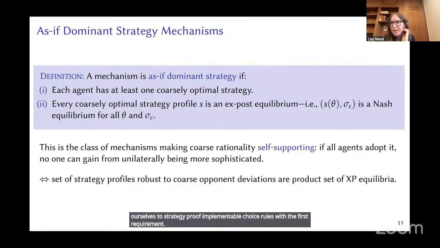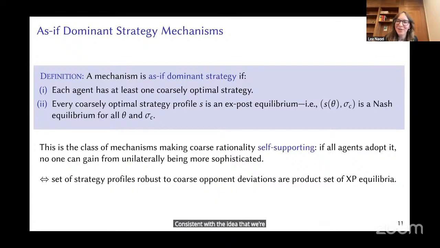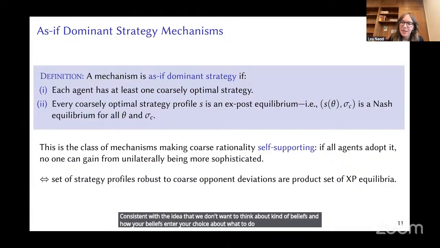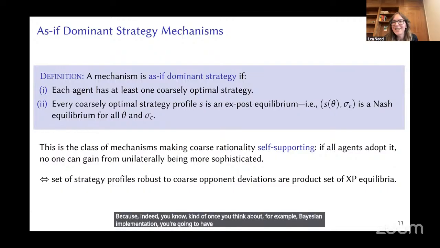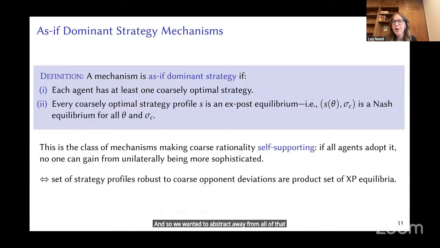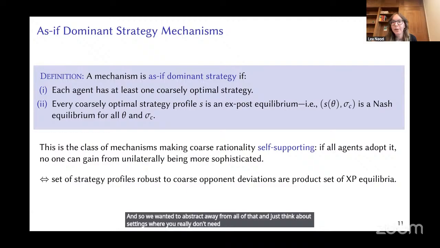So exposed incentive compatibility seemed consistent with the idea that we don't want to think about beliefs and how your beliefs enter your choice about what to do. Because once you think about, for example, Bayesian implementation, you're going to have to take a stance also on how the information that you see is going to affect how you form beliefs, and whether information actually makes it more complicated for you potentially to form your beliefs. And so we wanted to abstract away from all of that and just think about settings where you really don't need to use your belief about your opponent's type in order to determine your best response.